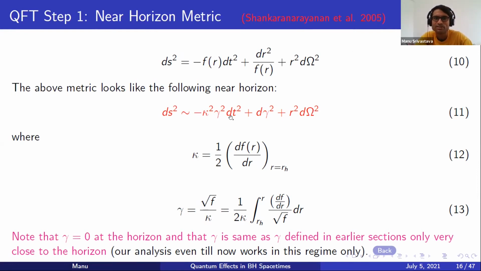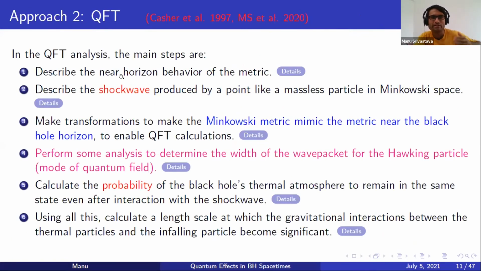And there are several works that do this, and one of them is Shankar Narayan et al. 2005, where kappa here is the surface gravity of the black hole, and gamma is just the same invariant distance that we had discussed before. So the first step, as I said, is we model our horizon, we approximate our metric to the near horizon metric. The second step is to compute the effect of this massless particle in our picture.